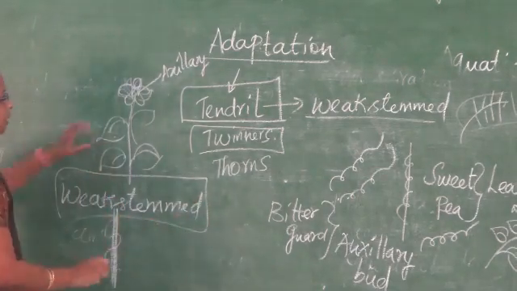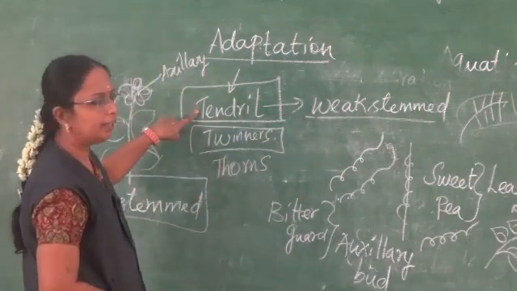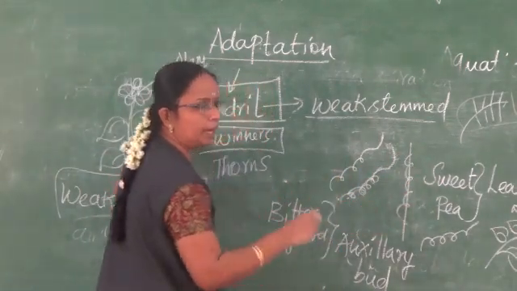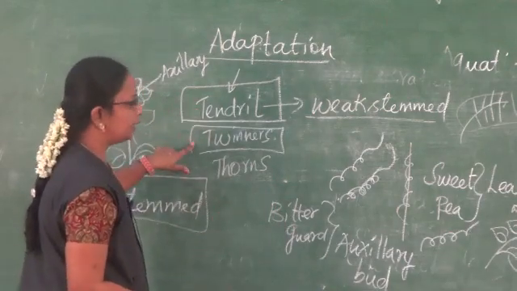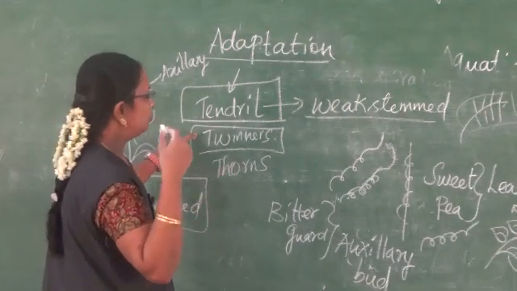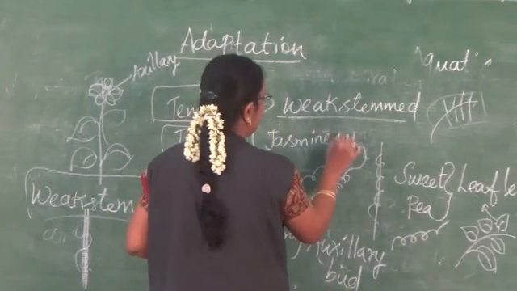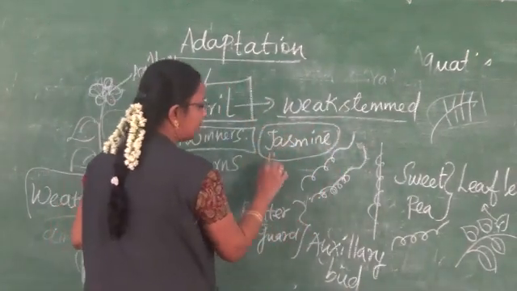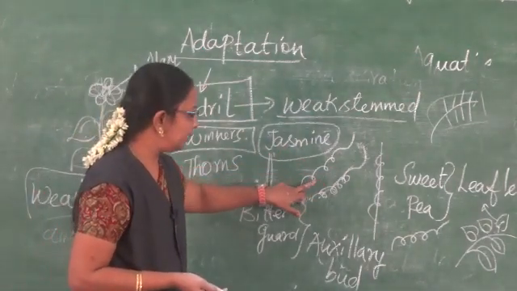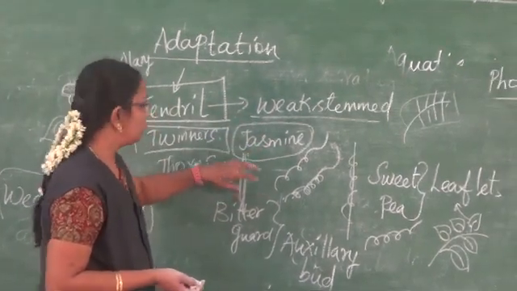What is the difference between the tendril and the twiner? In tendril, they develop some modification, some twine-like structure. The other portion of the plant becomes modified. But in twiner, the plant itself moves on to another object for its support. Example, jasmine. The jasmine plant itself needs some support to grow. Here they do not develop the tendril-like organ, but the plant itself moves on, it needs the support to grow. So this is the difference.